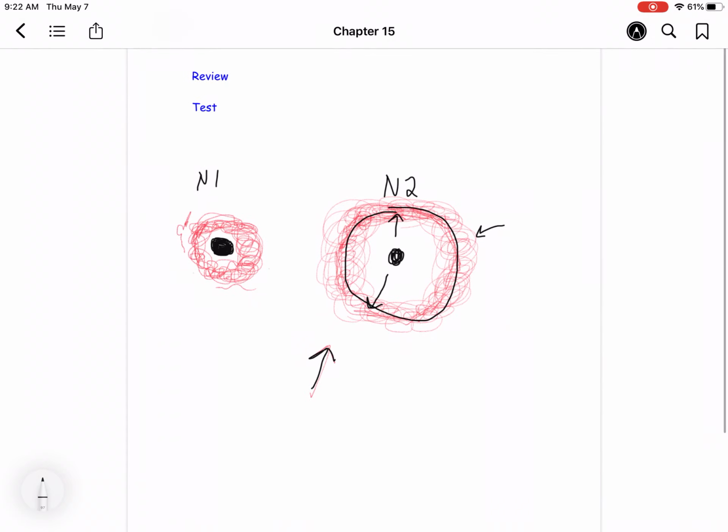So anyway, that's the end of chapter 15. One chapter to go, you guys. Let me know if you have any questions.